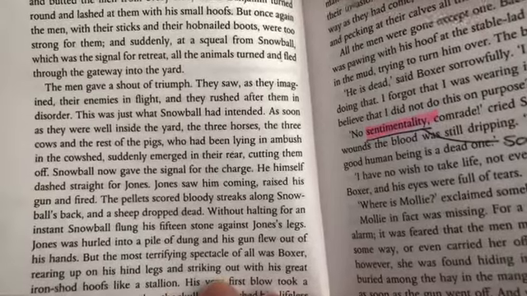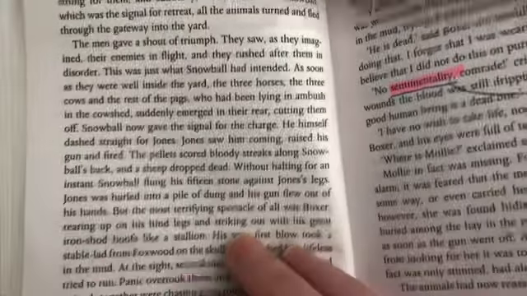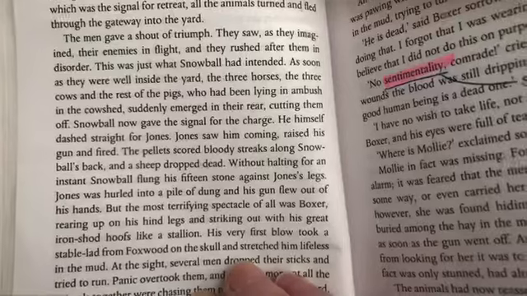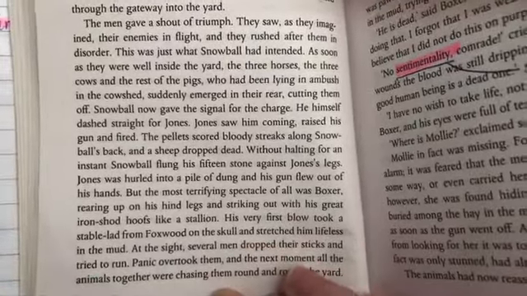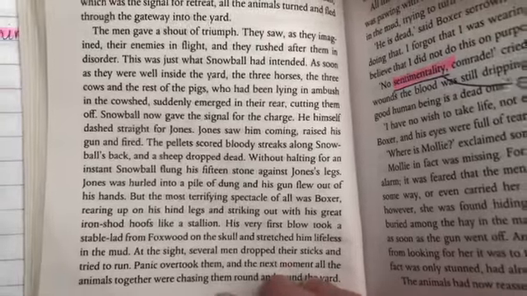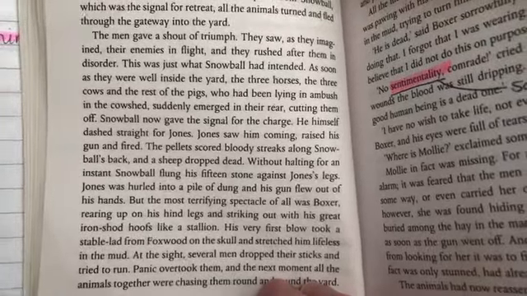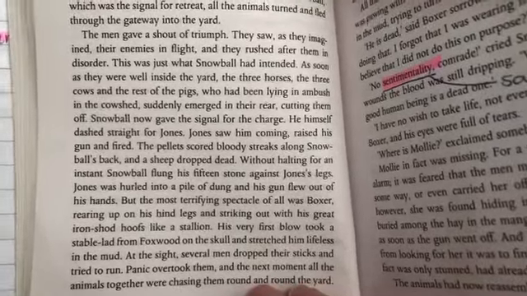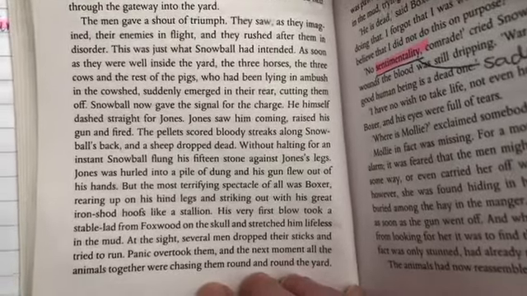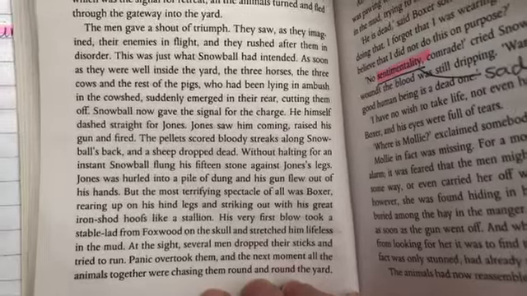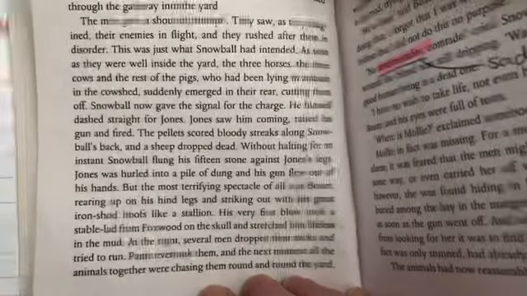Snowball now gave the signal for charge. He himself dashed straight for Jones. Jones saw him coming, raised his gun and fired. The pellets scored bloody streaks along Snowball's back, and a sheep dropped dead. Without halting for an instant, Snowball flung his 15 stone against Jones's legs. Jones was hurled into a pile of dung and his gun flew out of his hands.